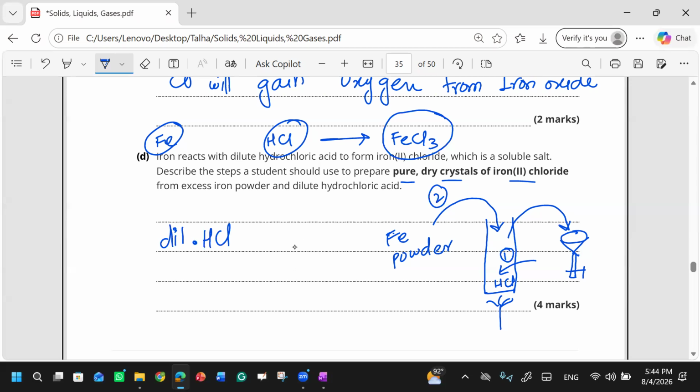What does dilute do, and what does the other one do? Concentrated means, when suppliers give acids to companies or to school labs or college labs, they give it in the pure form. The pure acid is always concentrated. We say concentrated means it has more HCl and less water.